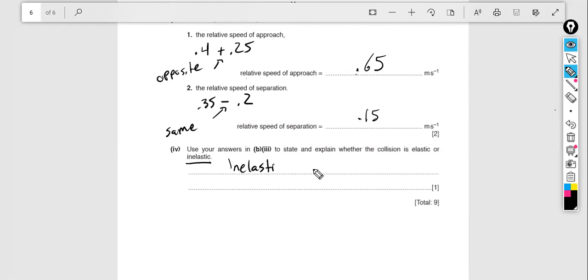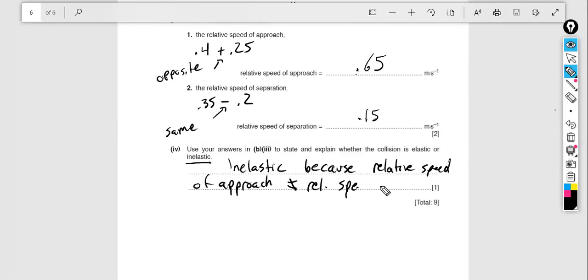Inelastic because the relative speed of approach does not equal the relative speed of separation. All right, if you add all that up, that's out of 24 marks.